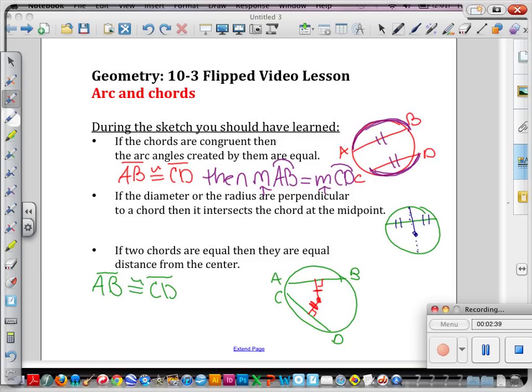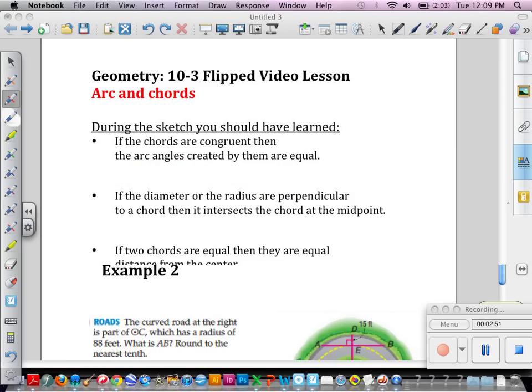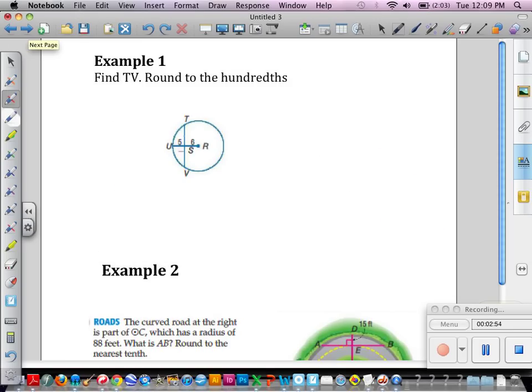All right, so let's take a look at the couple of examples that we have and apply what we've learned to those. In example number 1, we're asked to find TV and round to the hundredths. Okay, so I'm looking at this. Here's TV. That's going to be a chord. This is a distance because I have a right angle there. From the center point out to the edge of the circle, that's a radius.